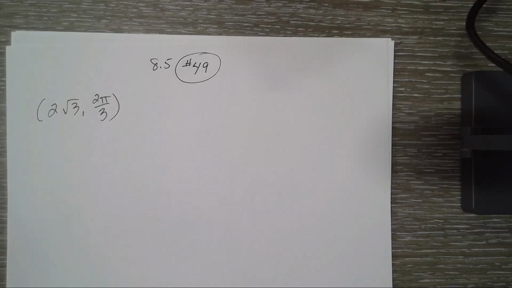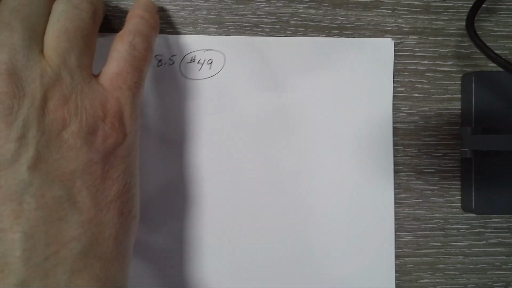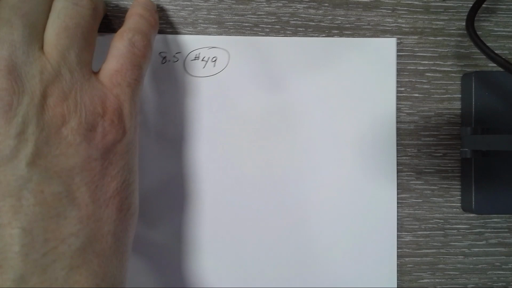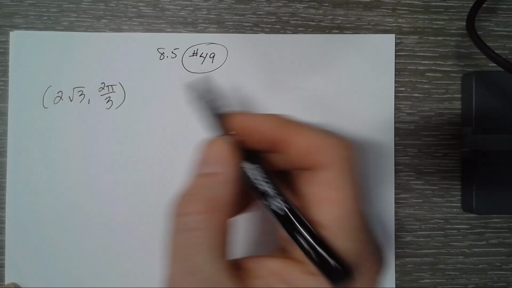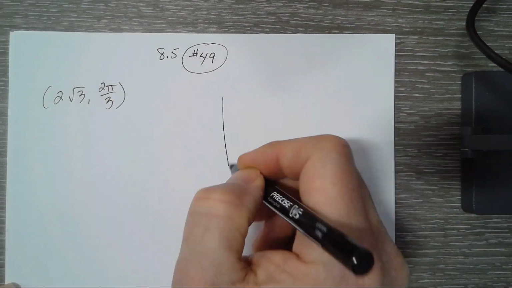8.5, number 49, we're to find the rectangular coordinates of the points with the given polar coordinates. So there's really two ways of doing it. We can make a sketch of it and use triangles to figure it out. So we know that the radius is 2 square root of 3 and the angle is 2 pi over 3.